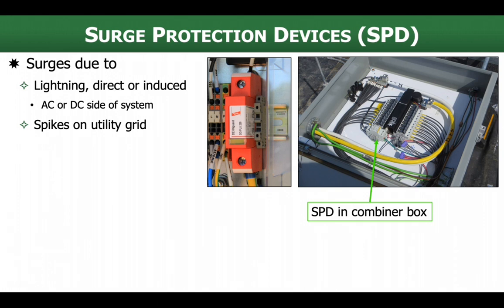It could also be due to a spike on the utility grid, either from heavy loads that are nearby or from a lightning strike on the grid or from high voltage lines falling on lower voltage lines, whatever that may be. The grid is certainly one of the sources of surges as well. So we want to take care to protect our equipment.